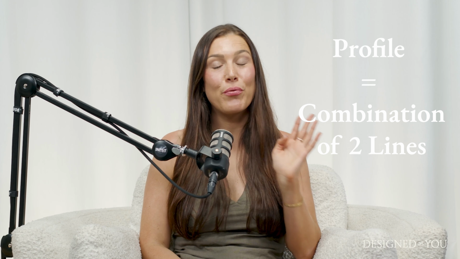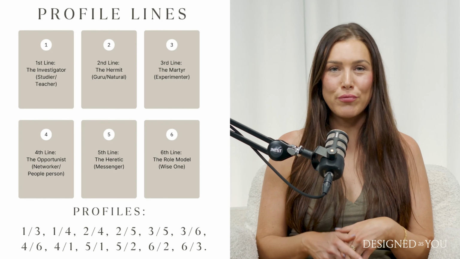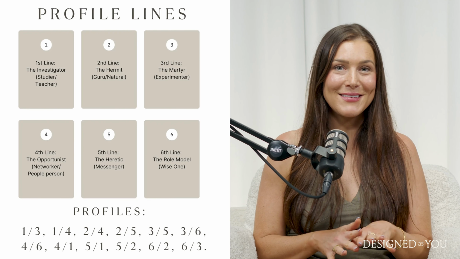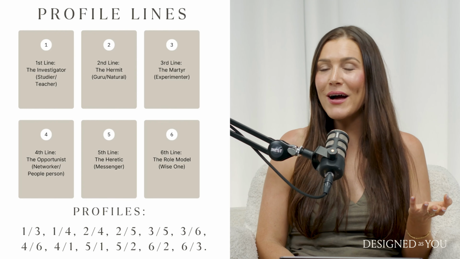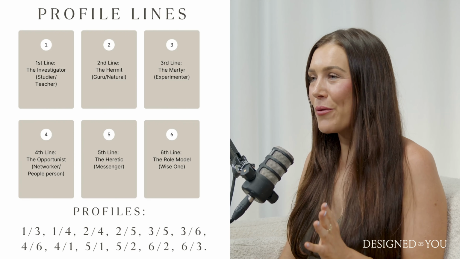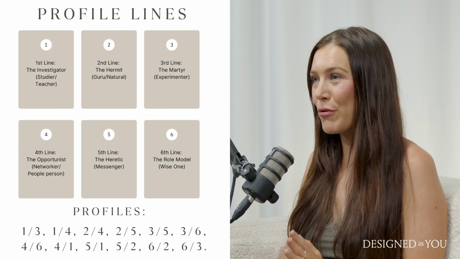We have two sides of our personality. You have your first number of your profile within your human design chart, and then you have your second. Your profile is a combination of two lines. So we have in total 12 profiles that are a combination of the 6 profile lines. So you might be a 5-1, a 1-3, a 2-4, a 6-2. We're going to be moving through all the different profile lines.